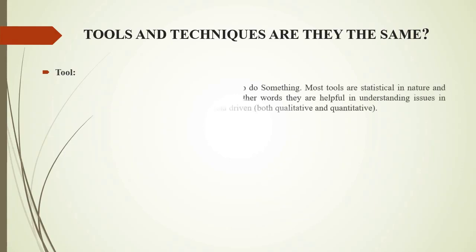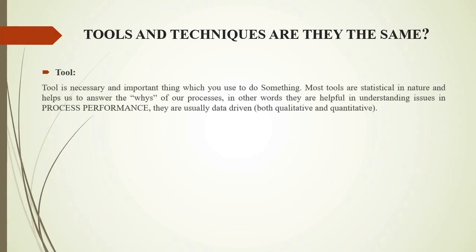What is the meaning of tool? A tool is a necessary and important thing which you use to do something. Most tools are statistical in nature and help us to answer the "why" of a process. In other words, they are helpful in understanding issues in process performance. They are usually data driven, both qualitative and quantitative.